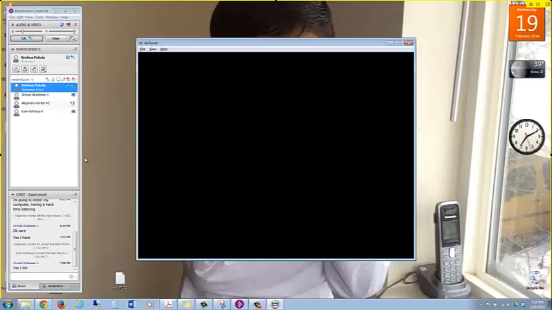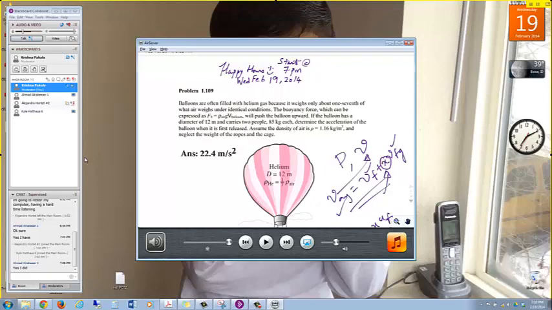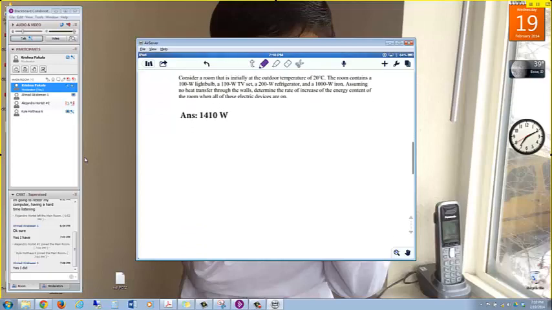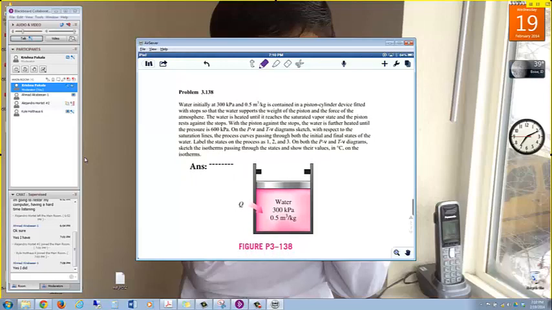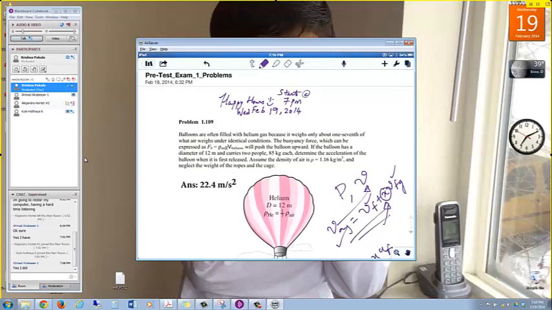Something happened here. Okay, are you able to see the screen now? Yeah, it's pretty messed up. Yeah, it'll get better. Okay. Did it get better? Yes, it's good. I can see it. Okay, good.